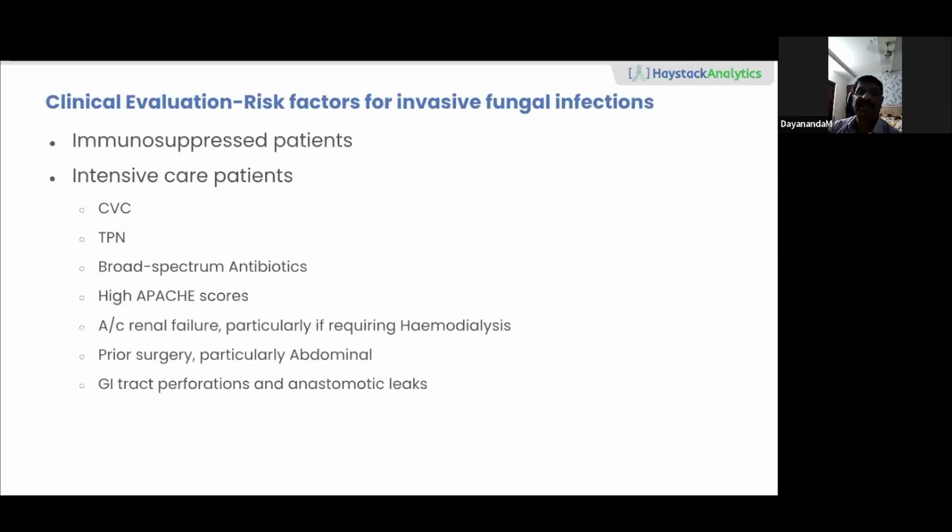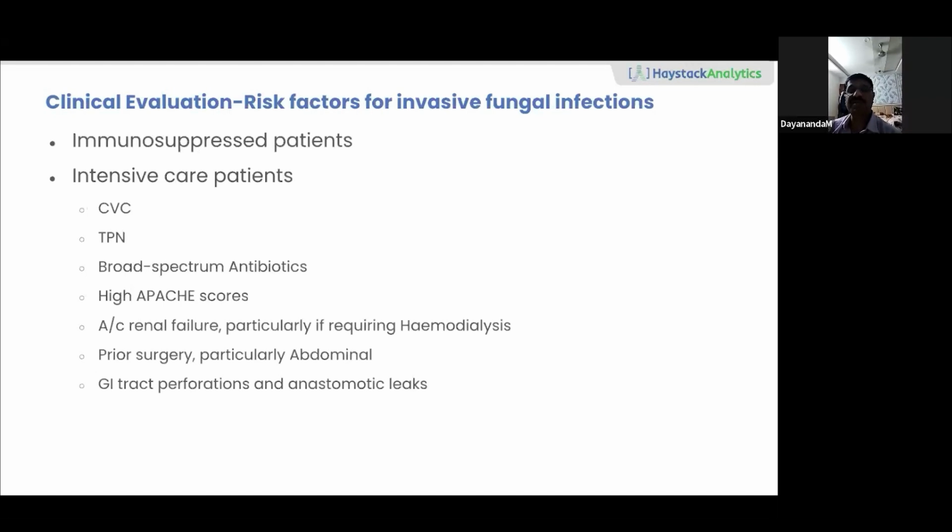So coming to the clinical evaluation, how you suspect fungal infections clinically is by risk factors for invasive fungal infections. You suspect them when patients have these risk factors, like immunosuppressed patients or intensive care patients, a patient who has been on a central venous catheter for some time, a patient who is on TPN, a patient who is already on broad spectrum antibiotics.